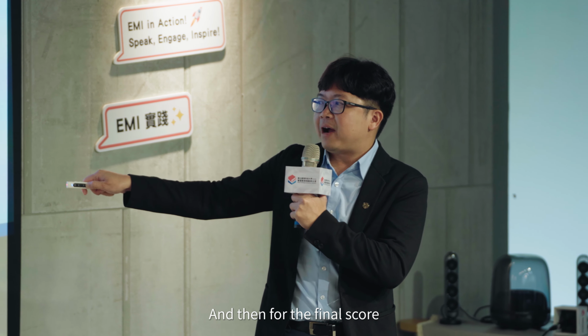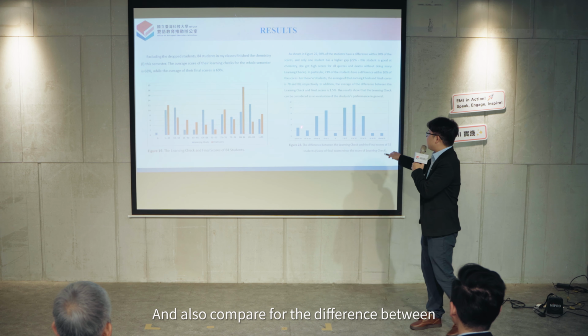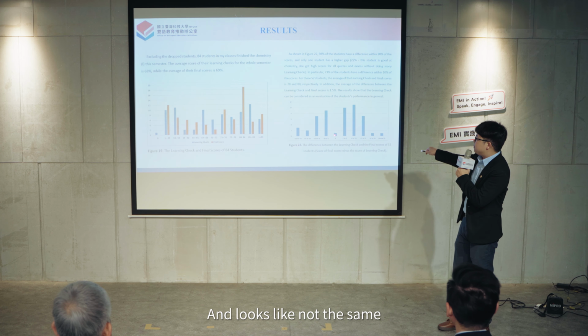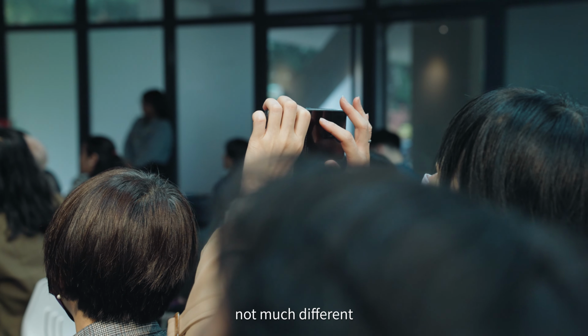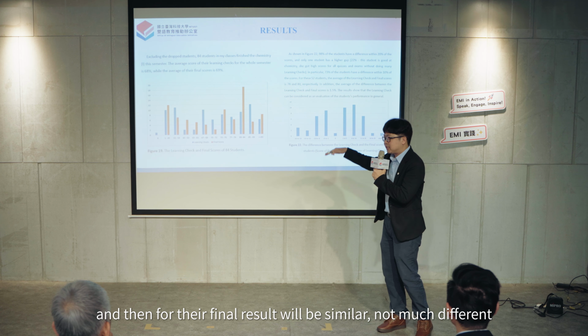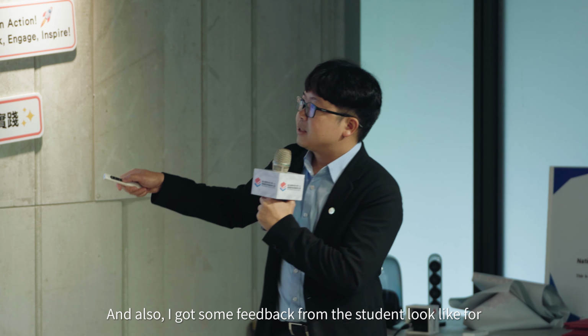In here, last semester, I tried to analyze the learning check. You can see this one, the blue one is the learning check. It means that the student did my assessment in class, and this is their average score. And then for the final score, we use midterm, final exam, and the quiz together, and also compare the difference between learning check and the final score. It looks not the same, but the graph between learning check score and final score is not much different. So it means that when the student follows my teaching methods, their final result will be similar, not much different. And also, I got some feedback from the student.